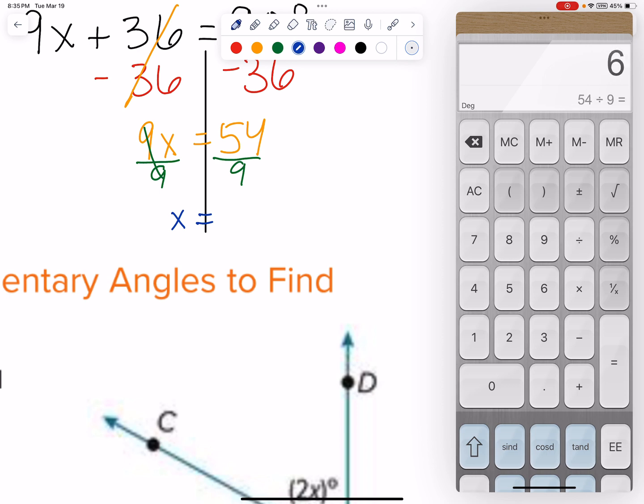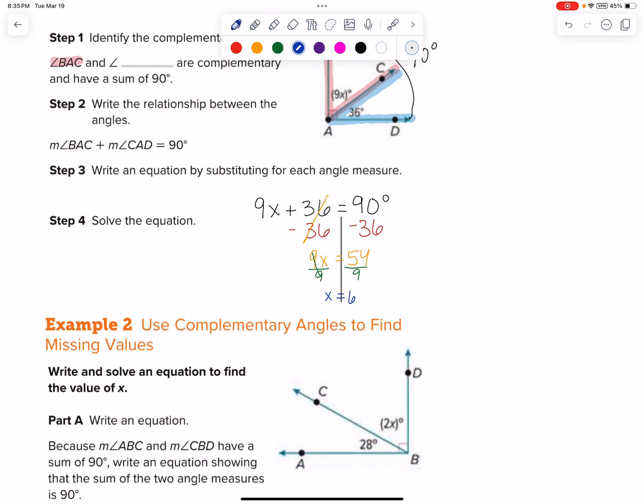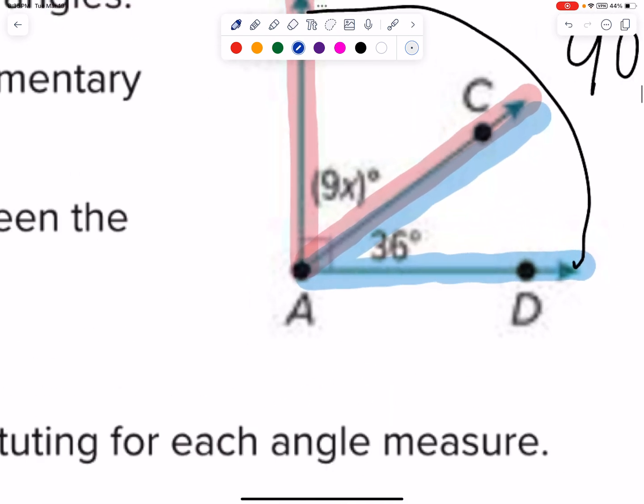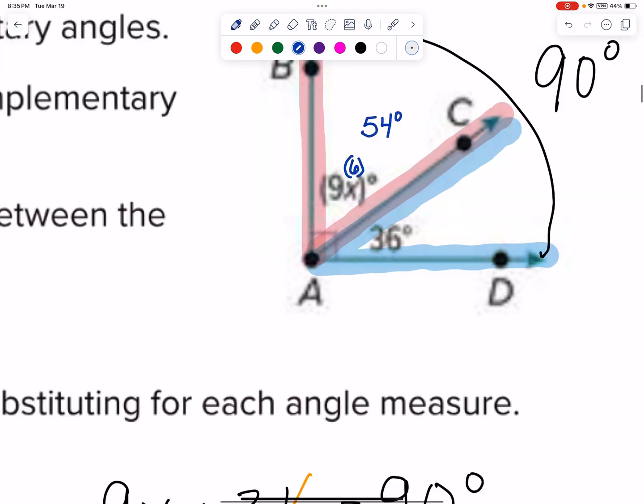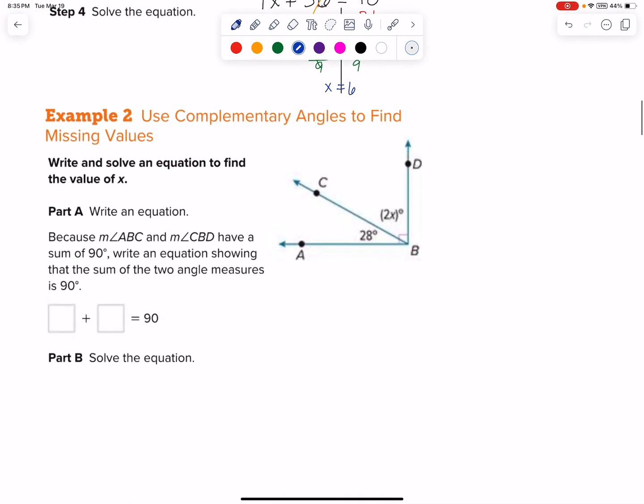Always good to double check on your calculator. There you go. And x equals 6. Okay, so we solved the equation and found what x is. Now, let's be clear though, okay? If x is 6, that doesn't mean that our complementary angle is 6. 6 times 9 is 54. Okay, so we have 54 degrees for that angle. Okay, all right, let's go ahead and take a look at example 2.